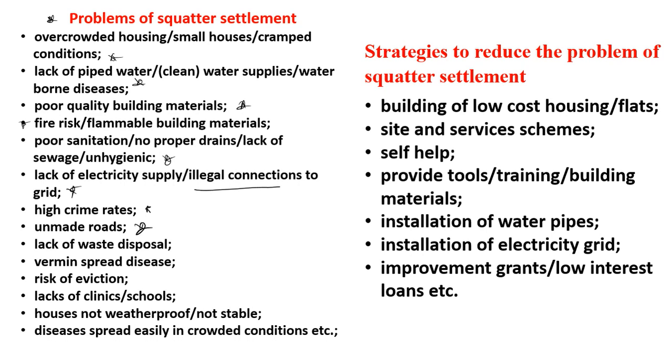You have unmade roads, so the roads are not tarred, which causes flooding and they are muddy most times during the rainy season. Now you have a lack of waste disposal system, spread of diseases, which we've mentioned, and risk of eviction, so the government can actually evict them anytime. There is a lack of clinics and lack of schools. Houses are not waterproofed and not stable. Disease spreads easily in crowded conditions.